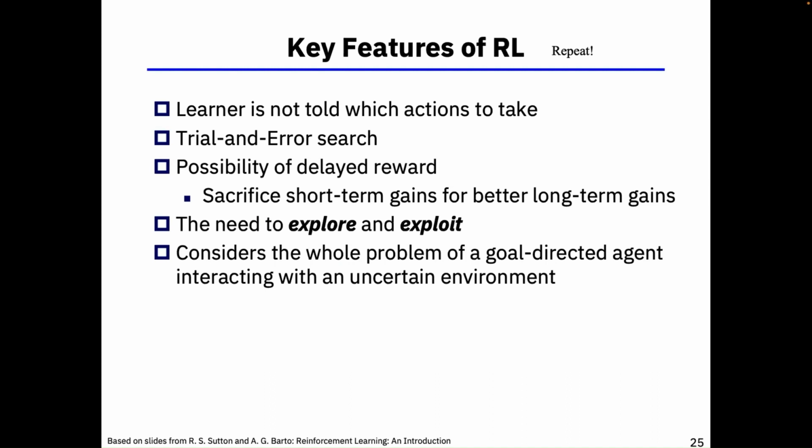The learner, the agent, needs to be able to both explore the space and also exploit what it knows, because remember, it's supposed to maximize its reward. And then finally, it's considering the whole problem. It's not figuring out how do you get people from the top floor to the bottom floor. It's saying, how do I get reward out of interacting with this entire system?